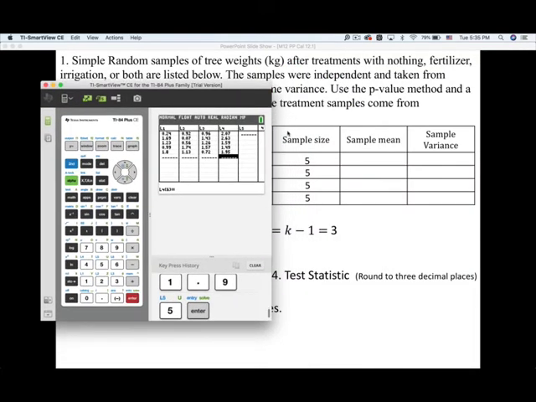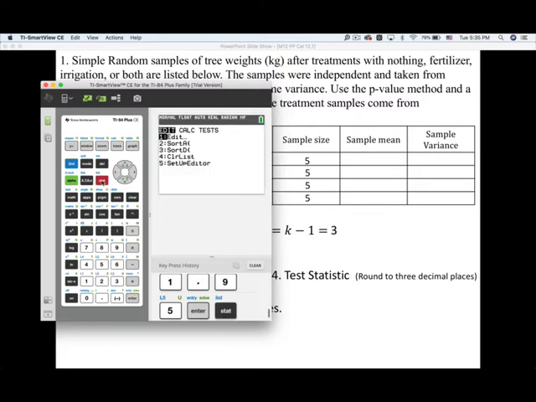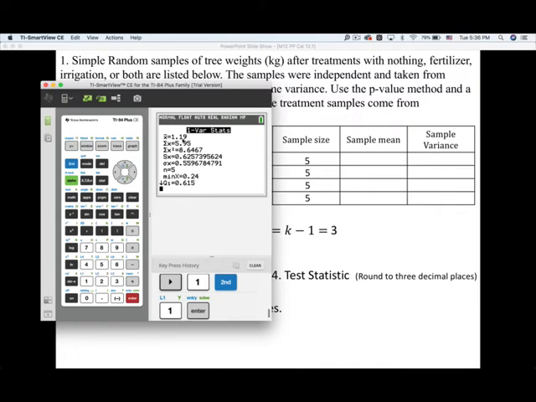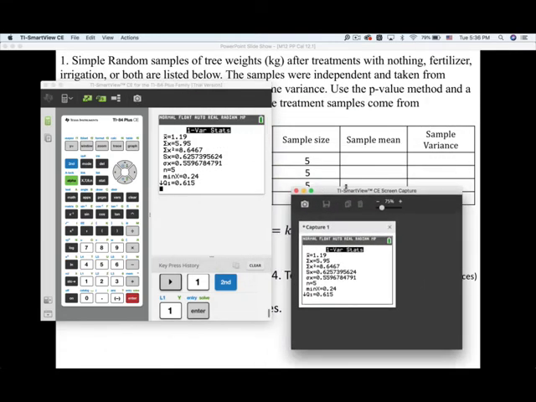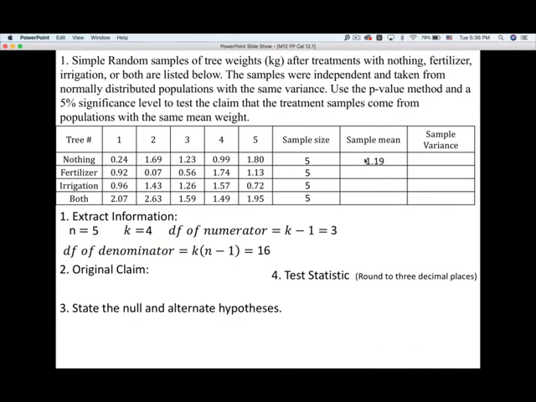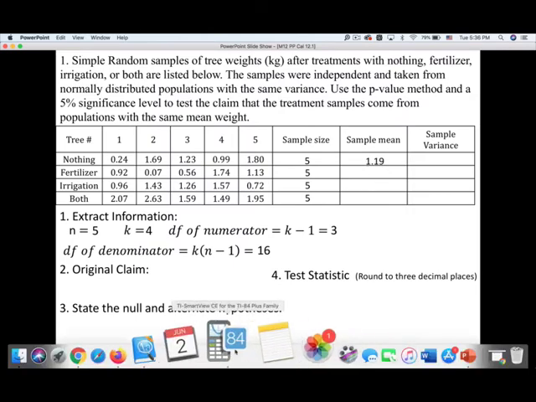Now I'm going to find my sample mean and the sample variance. So go to stat, calc, number 1, second one for L1. So I got my sample mean equal to 1.19. For the sample variance, I'm going to take the square of this. Okay, so go back here. This is 1.19, that will be my sample mean. Sample variance.